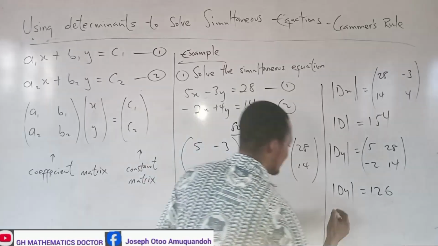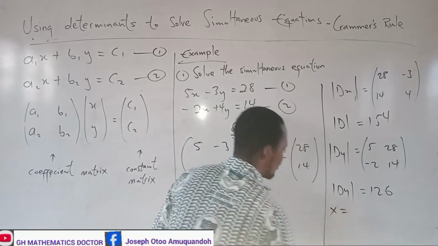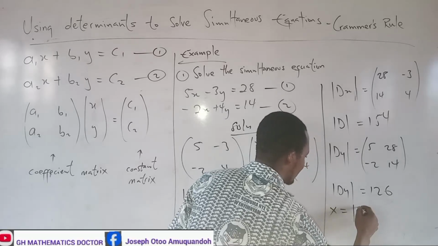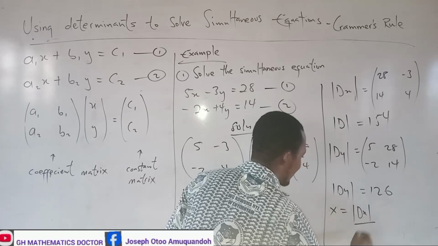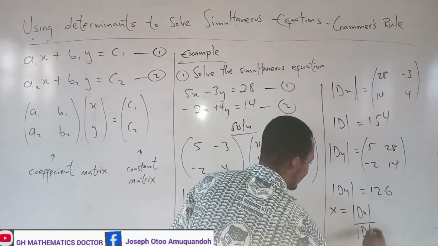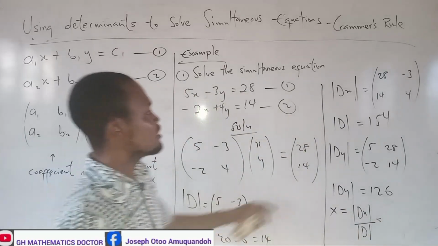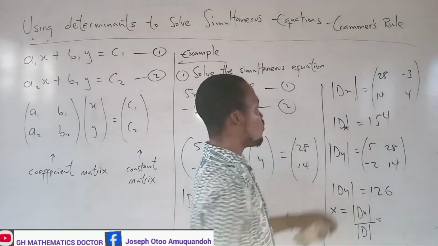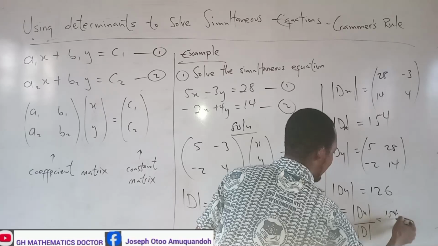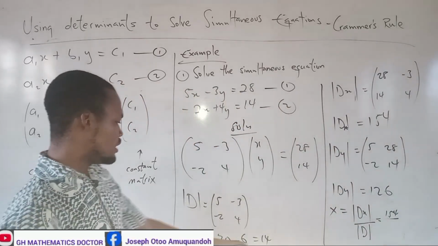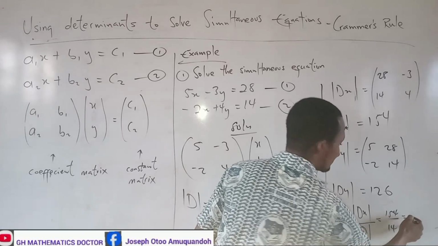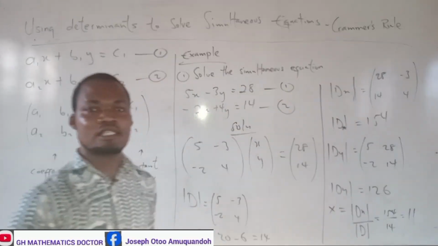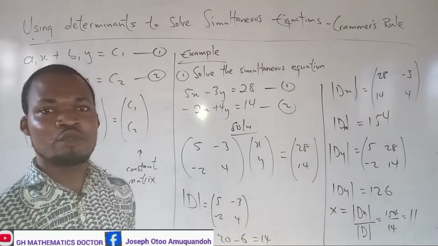So in this case, we want to find the values of x and y. It has a format: x is equal to the determinant of Dx over the determinant of D. That gives us that Dx was 154 and our D was 14. So in this case, we are going to get 11. So our x is 11. Now we need to find y.